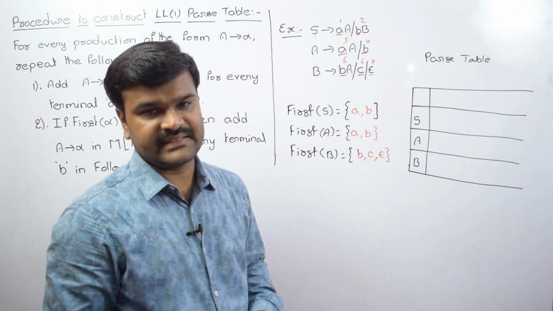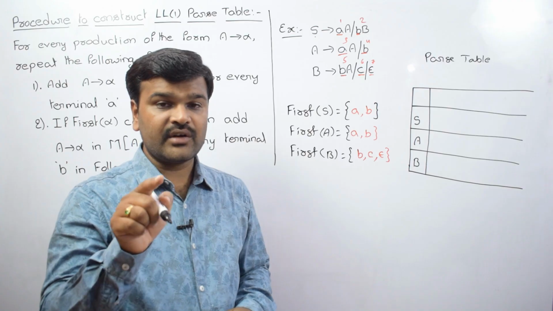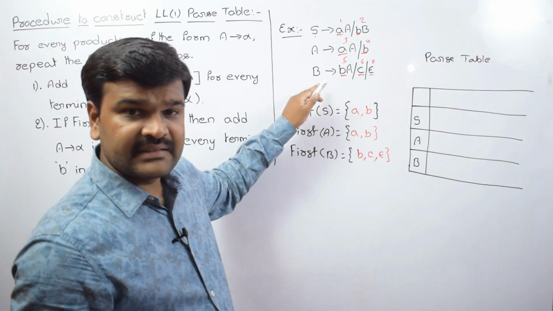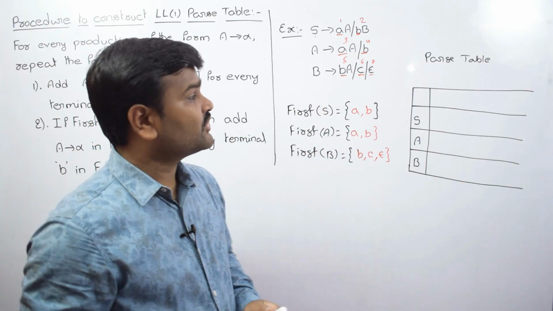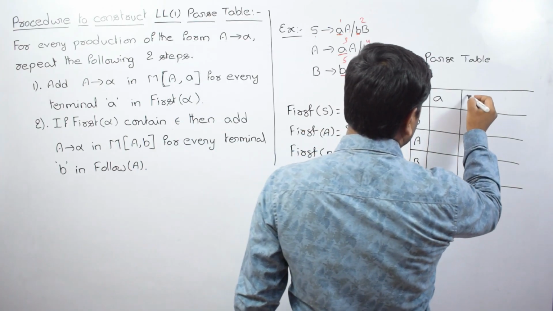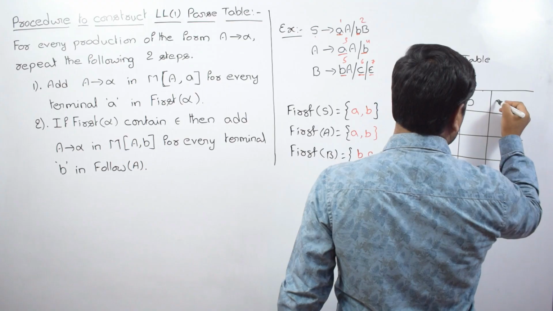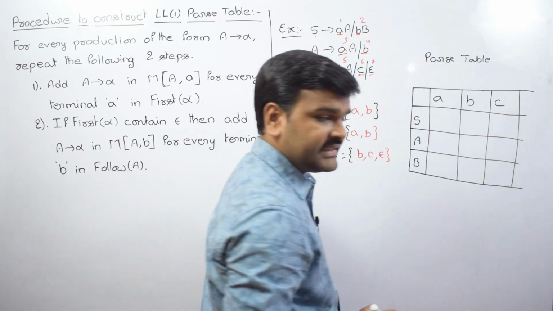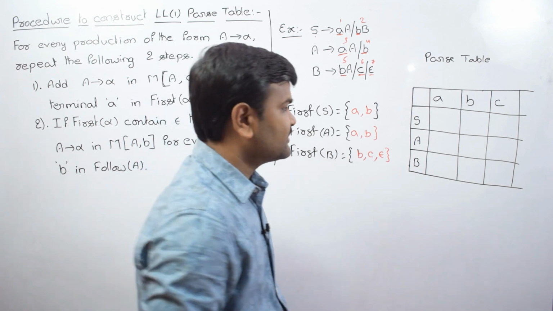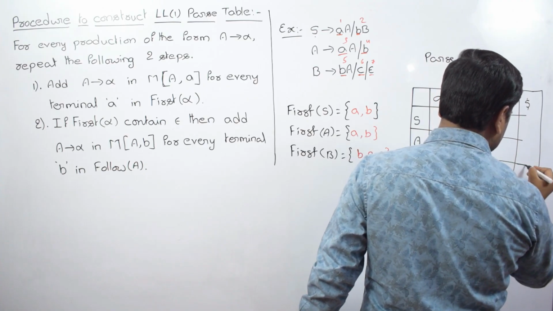Then how many columns are there and what are in those columns? The columns are the terminals along with dollar. As many terminals as there are in the entire grammar, that many columns we take. So a is one column, b is one column, and next we have c, so c is one column. That is it, right? Then you have to take one more column for dollar also. So this is the parse table, first of all.